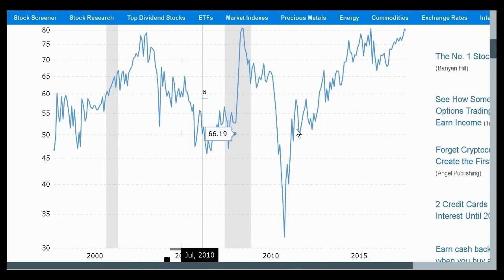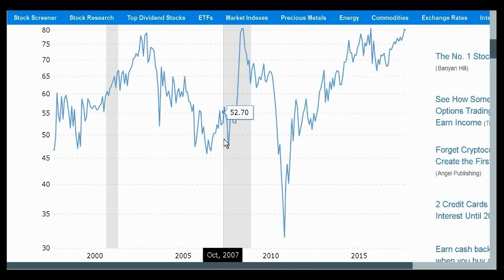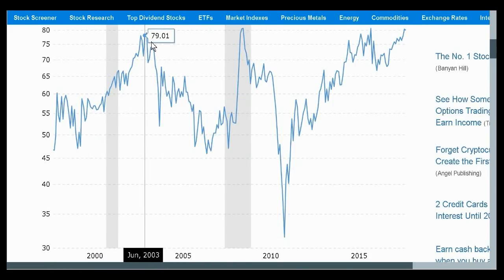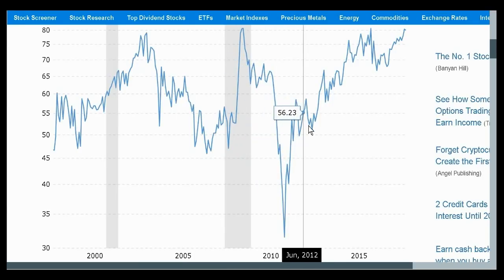So the mean or average is around 50 or so. I tend to believe in mean reversion, and there are no guarantees. But I tend to believe that when an indicator goes way too high, it usually at some point will come back to the average, or the mean. That's called mean reversion. Or when it goes too low, it'll probably at some point come back to the mean or average.